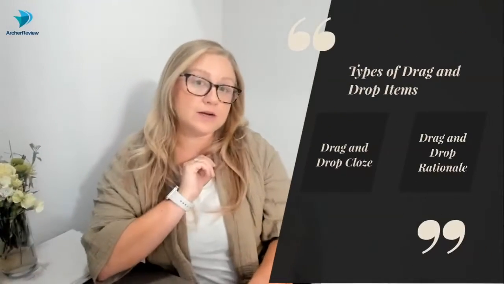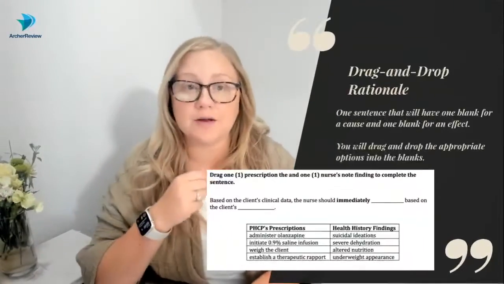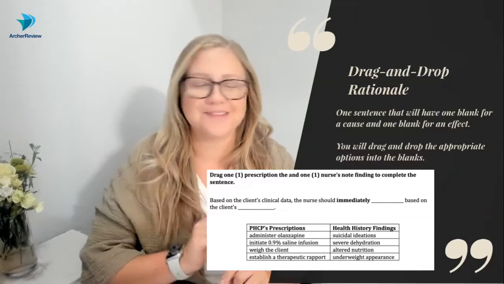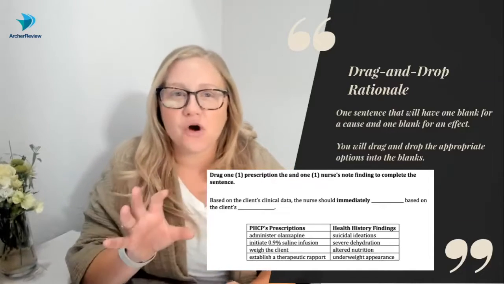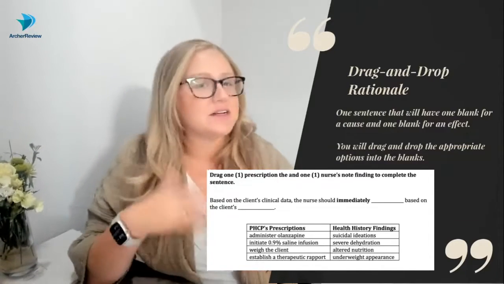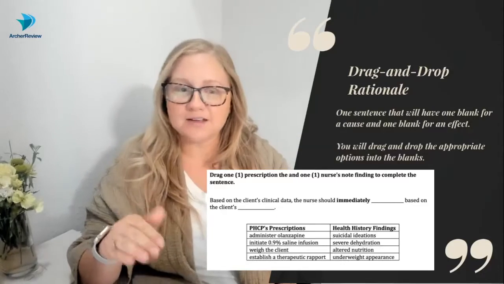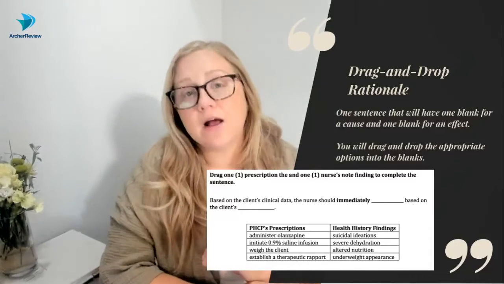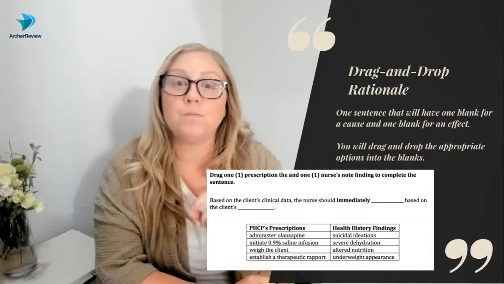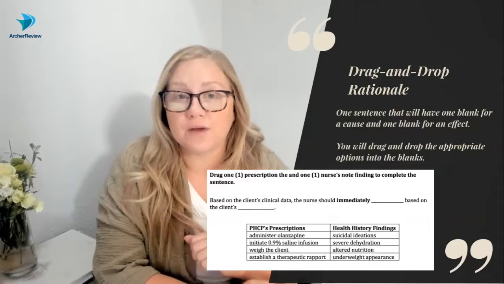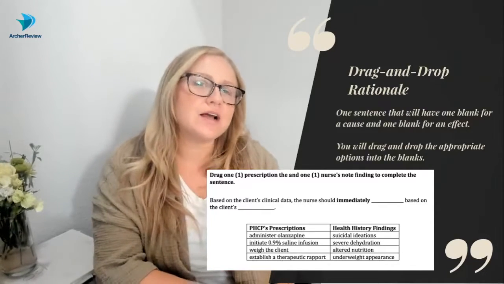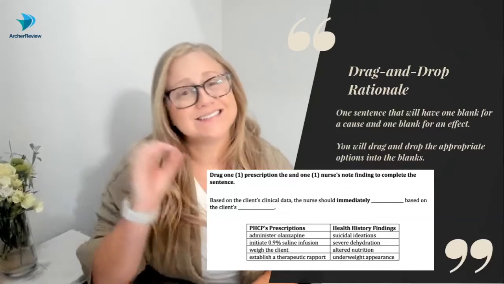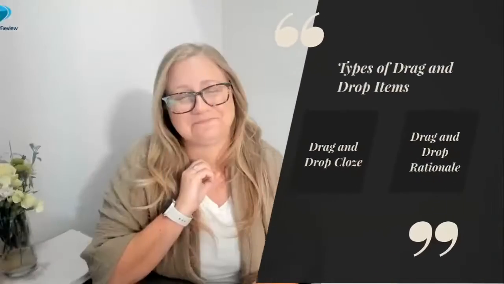Now, the other way that you might see drag and drop is in a rationale item. And rationale items ask you to pair information. It's testing that you can identify cause and effect. So, same concept, 2 blanks, you have a list of tokens, and you'll drag and drop. The key with rationale items is that you have to get both correct in order to get 1 point for the item. If you only get 1 correct, you have not appropriately demonstrated that you understand the cause and effect, so you don't get any points for the item.